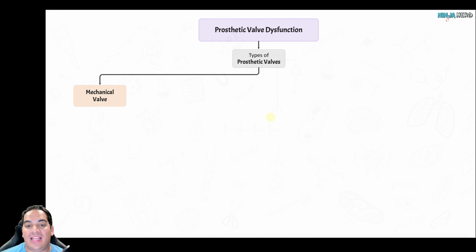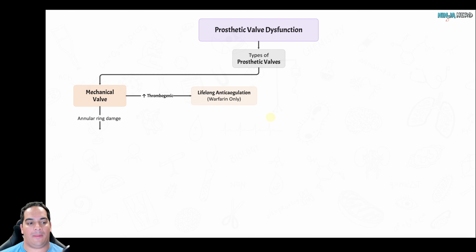Now, if they get a mechanical heart valve, these are highly thrombogenic. So you may have to put them on anticoagulation for the rest of their life. And again, because it's a mechanical valve, warfarin is the only thing that you can put them on. All right. And for that, you're aiming for an INR of 2.5 to 3.5.